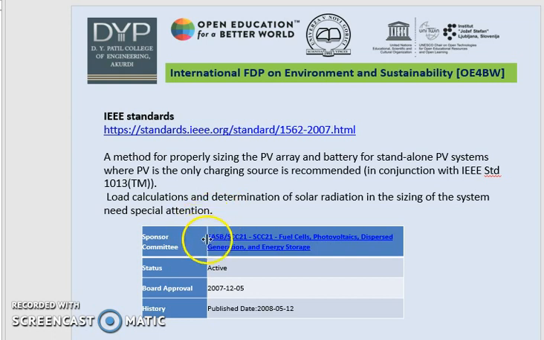Now this is the sponsor committee for this IEEE standard: SASB SCC21 fuel cells, photovoltaic, dispersed generation and energy storage. The status is active. This is the board approval number and the history is published date as 2008-5-12.